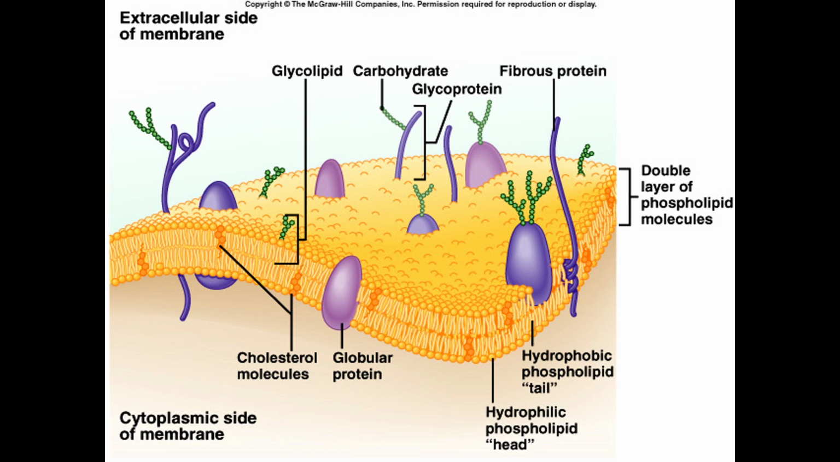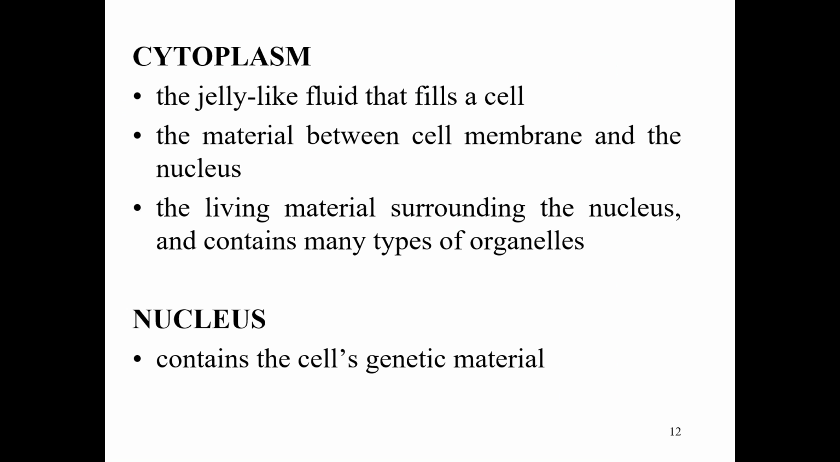And this is another diagram of the cell membrane. As you can see, it not only consists of a phospholipid bilayer, it also contains glycolipids, some different glycoproteins, and other types of proteins. So this serves different functions depending on the type of molecule.